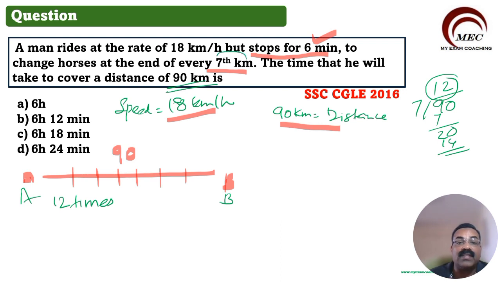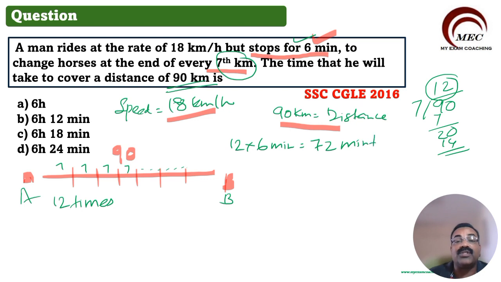After every 7 km. First 7 km, next 7 km, next 7 km, next 7 km. Like that, he will stop 12 times. So 12 times, each time 6 minutes. So how many minutes? 12 into 6 equals 72 minutes. He will stop for 72 minutes.